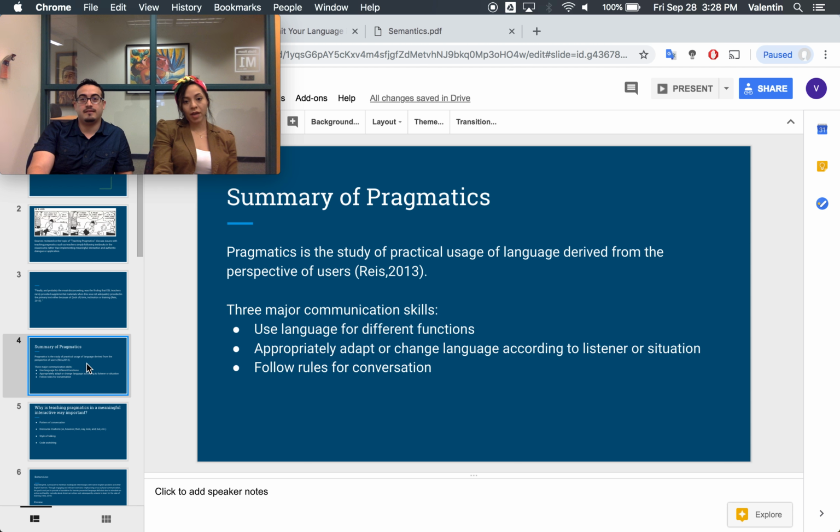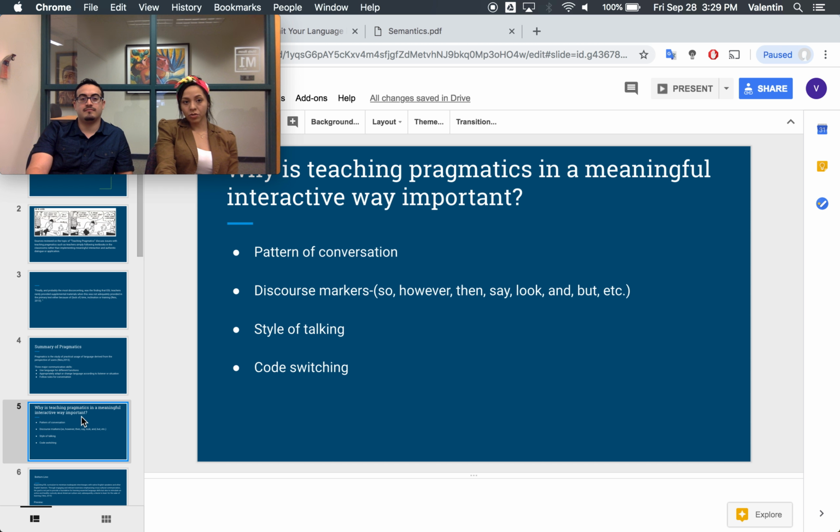So just to recap, a summary of pragmatics. Pragmatics is the study of practical usage of language derived from the perspective of users. And there are three major communication skills. Use of language for different functions, such as greeting, informing, demanding, promising, requesting. Appropriately adapt or change language according to listener or situation. And follow rules for conversation. Knowing how to tell a story in its order or structure, let's say a book report.